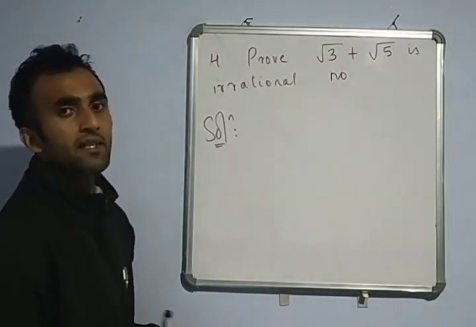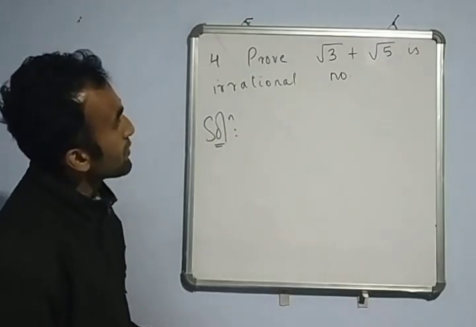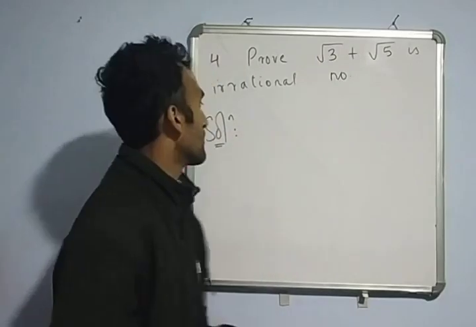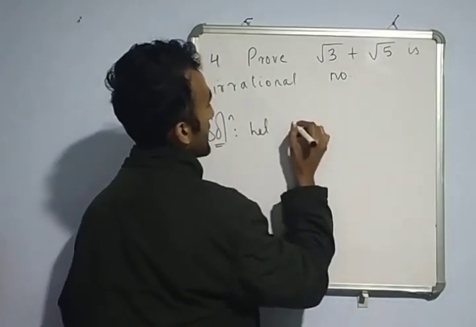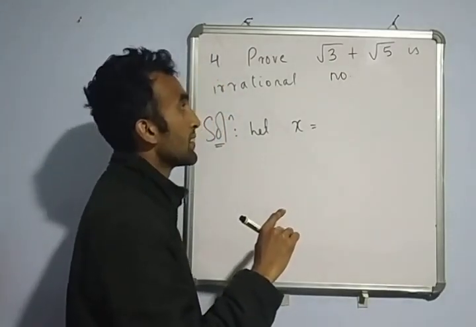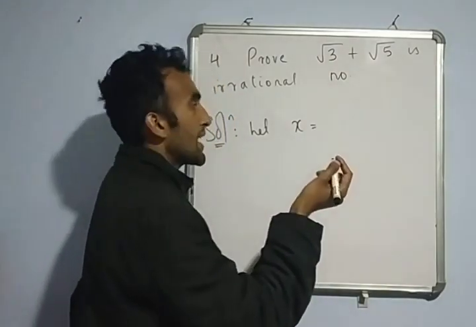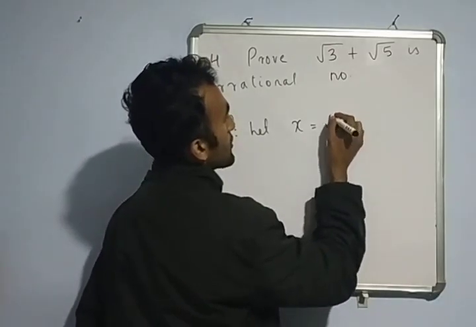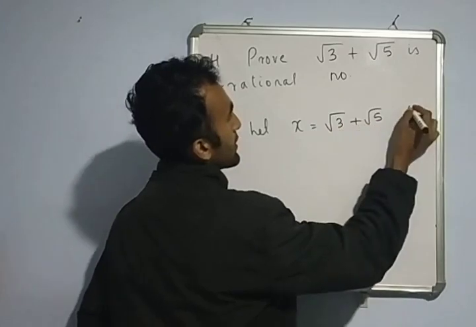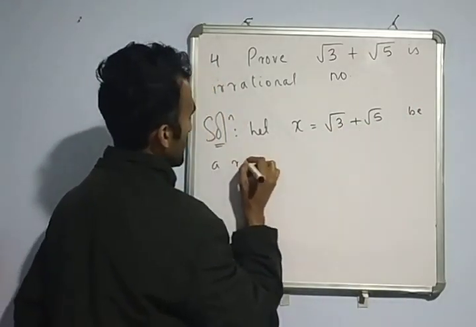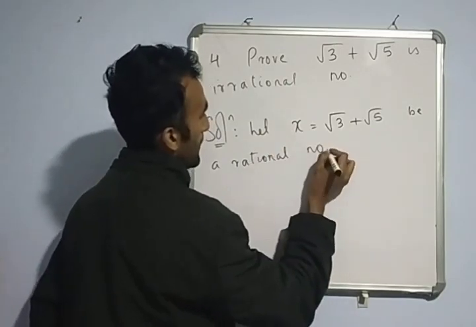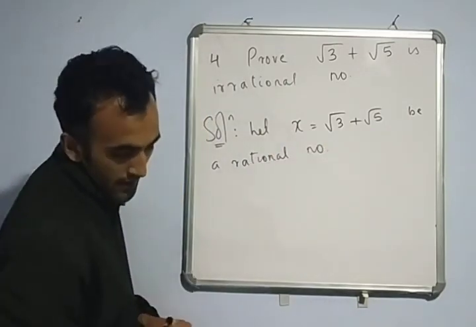So again, contradiction method I'll use. What will I do? Let me assume that this is rational. Let x equals, so let me just assume it is x. Just check my introduction video, how did I do it? But little differently I will do. Let x equals to root 3 plus root 5. Let this be a rational number.